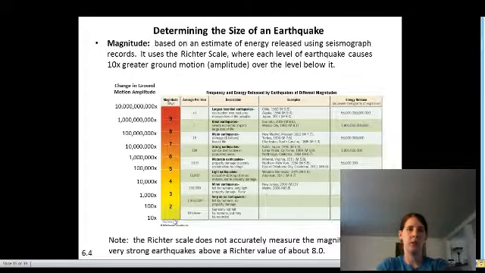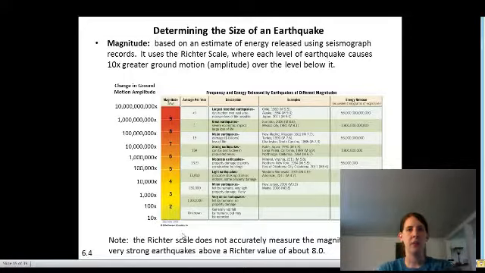So an earthquake with a magnitude of 2 is 10 times greater than one of the magnitude of 1. Magnitude of 6 is 10 times greater than a magnitude of 5. A magnitude of 5 is 100,000 times greater than a magnitude 1.